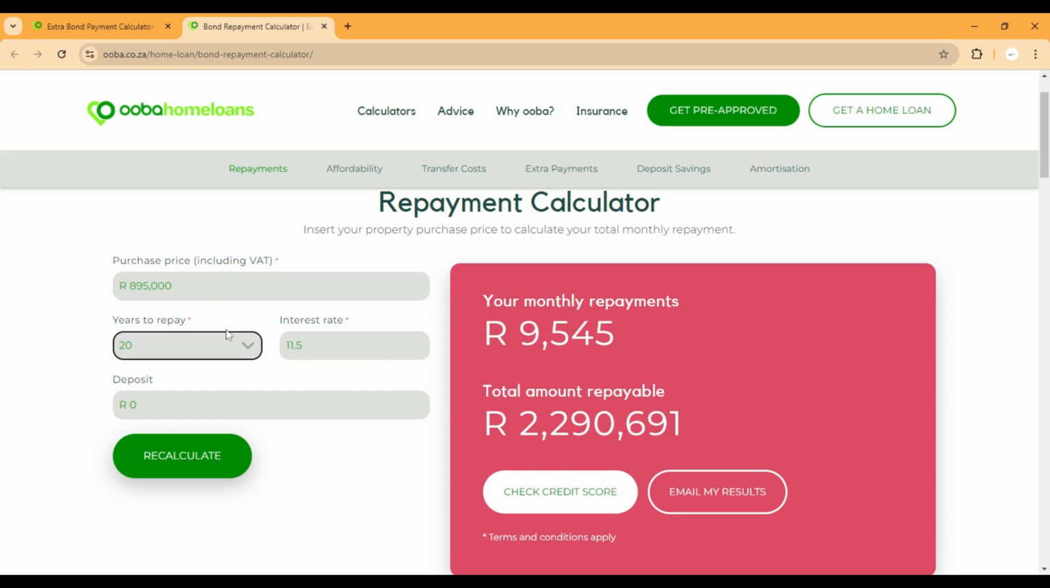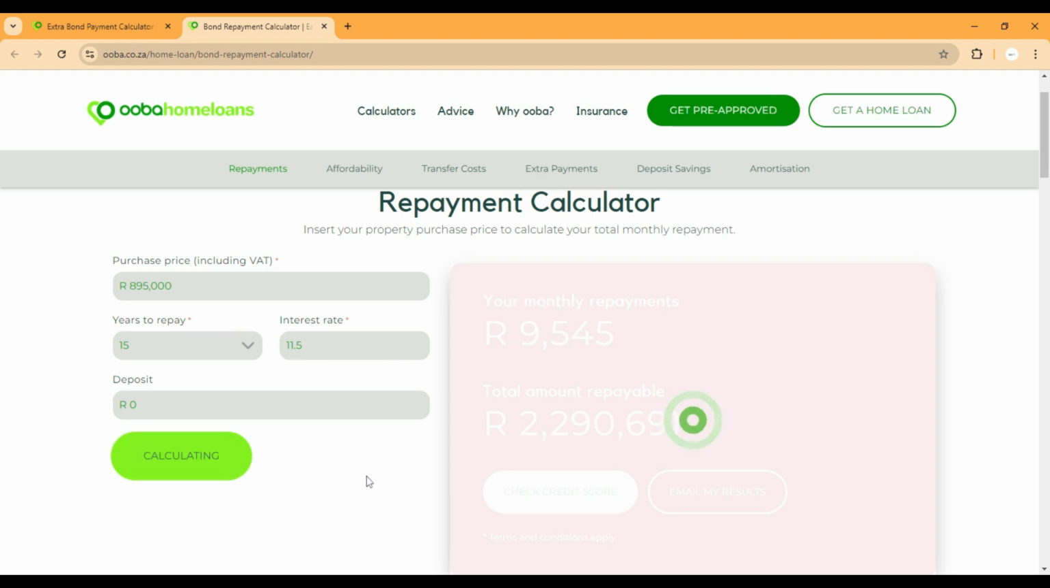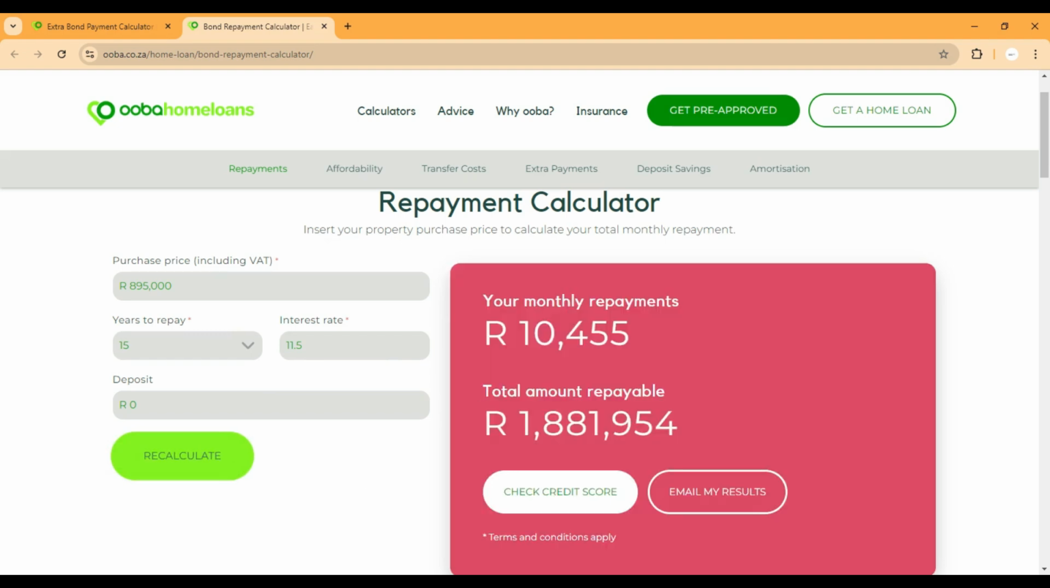Let's go over and change that to 15 years. Now short, we go very short. When we go short, we pay more monthly repayment. It's 10,455. And how much are we going to pay all in back to the bank? We're going to pay back this amount, 1.8 million.